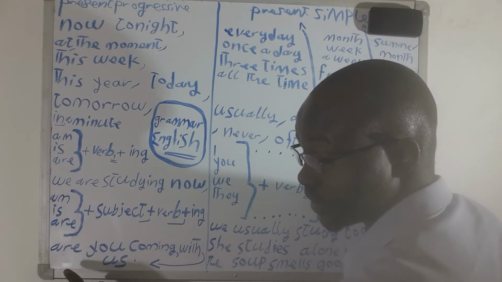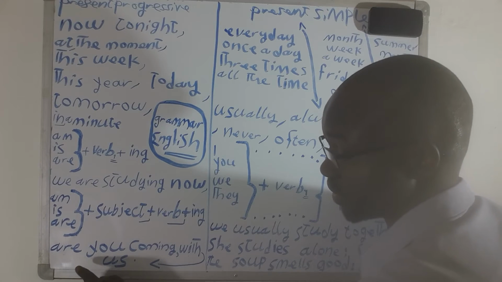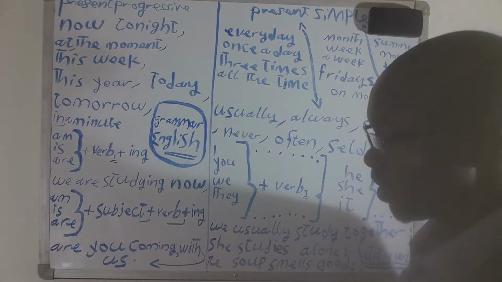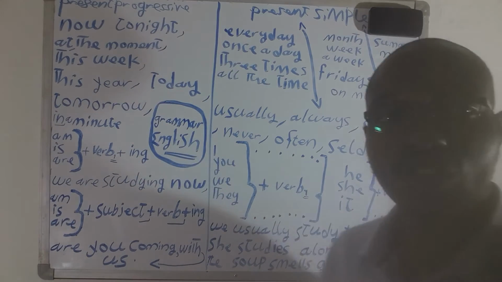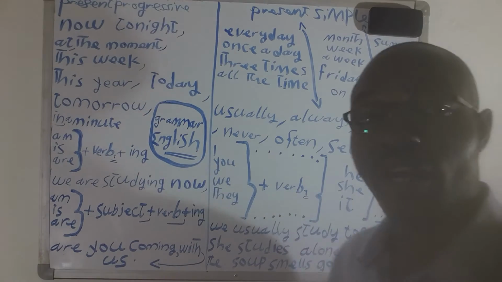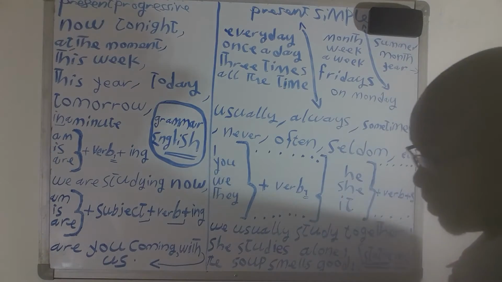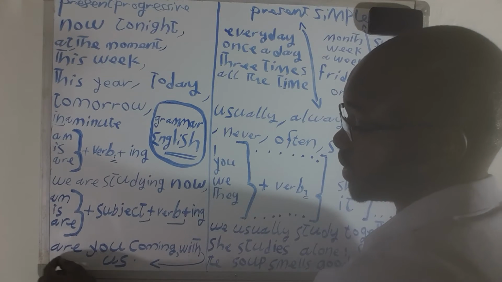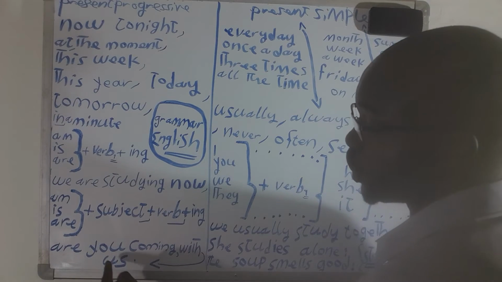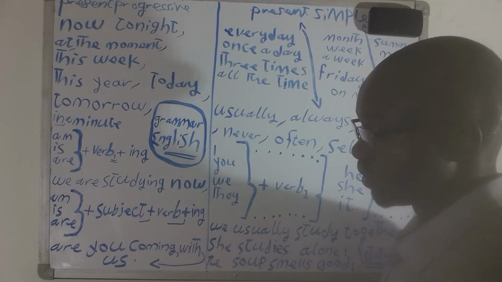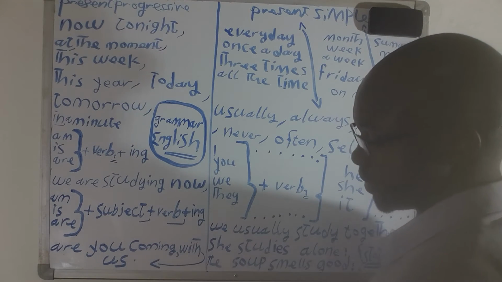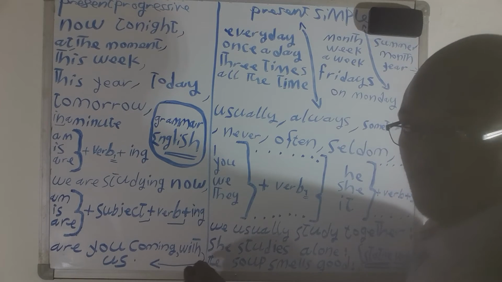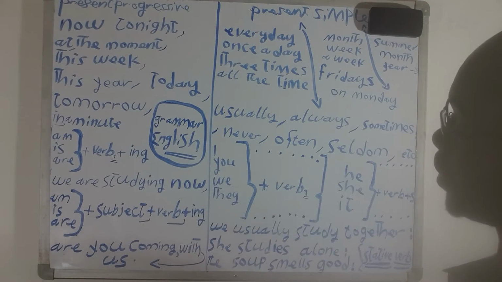Okay, let's see the next example. Are you going with us? This is a question. But we say, are you going with us? This is the verb. You is a noun. Coming with us. And the verb. Good. Let's see here. Come.